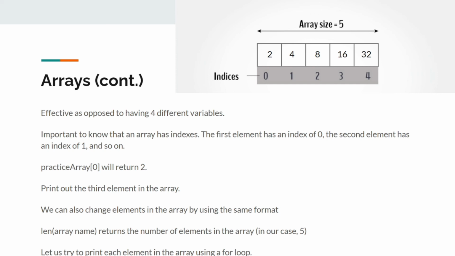So as I stated, this can be useful since we have 5 different numbers that are related in some way. So we don't actually have to use 5 different variables. A very important thing to know is that an array has indices. So an index is used to access one element in the array, which we will shortly do. So it's critical to know that the first element in the array has an index of 0, not 1. So if you look at this image in the top right, in our program we created an array with 2, 4, 8, 16, and 32, and it has a size of 5 since there's 5 elements. However, the index of the first element is 0, and the index of the last element is 4, not 5.